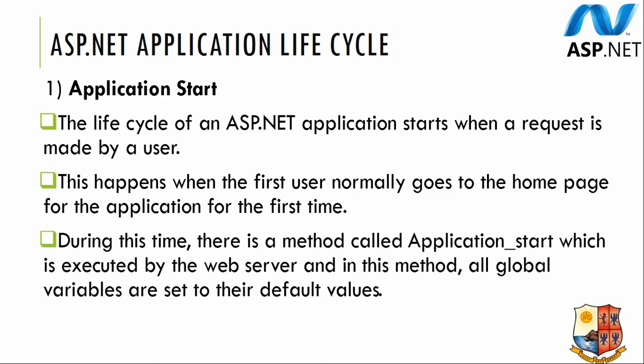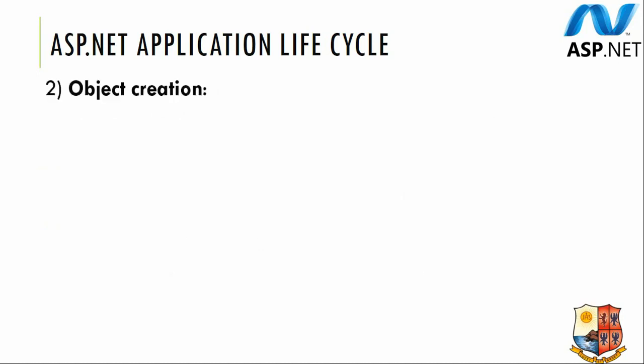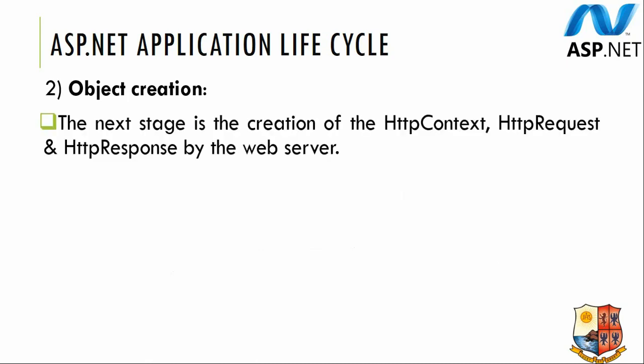In this method, all the variables required for your entire application are initialized to their default values. This is the first step of the application life cycle. What happens second? Object creation. What are the objects required to be created? Let's go through that. The next stage is creating the HTTP objects. Please note the three objects that are getting created.